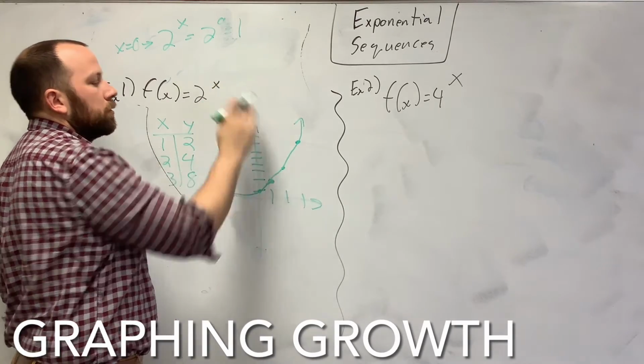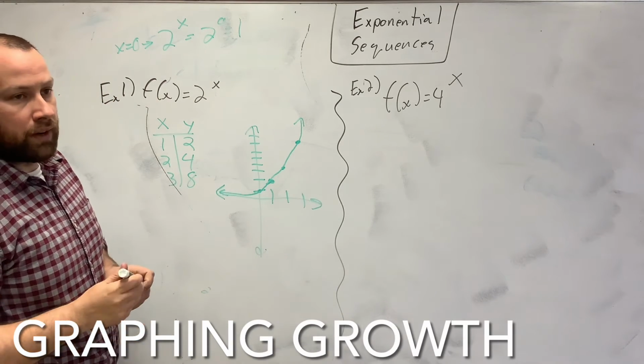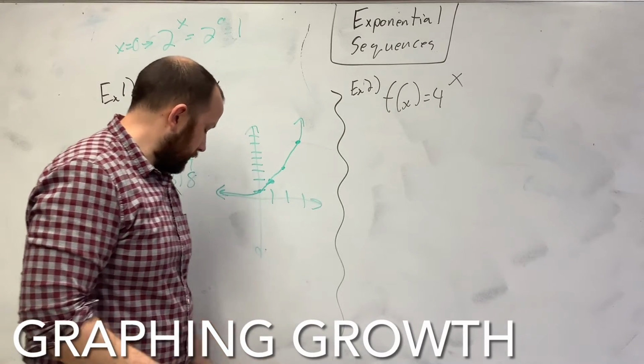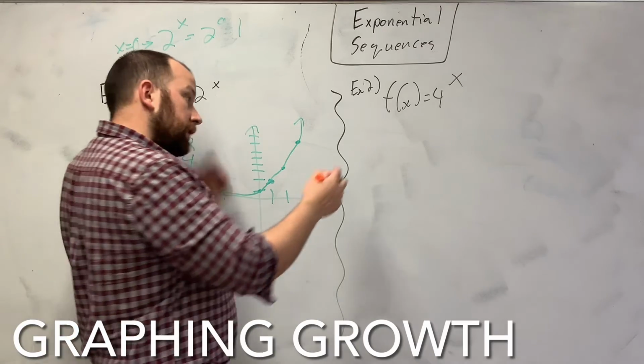But since it's not there, it's just going to be 0. So that means this function will go forever and ever and never touch 0. That's what an asymptote is. Every exponential function has one. All right, so now let's graph this one over here.